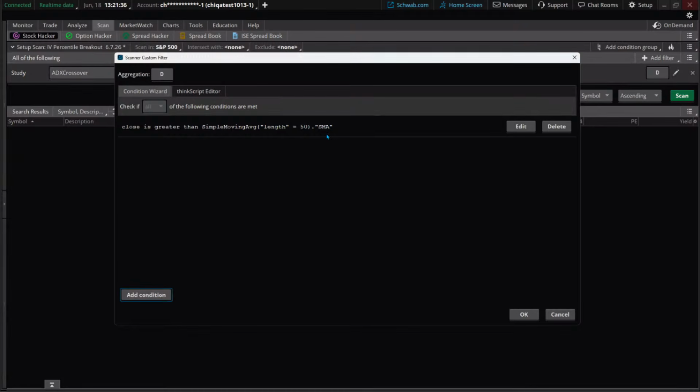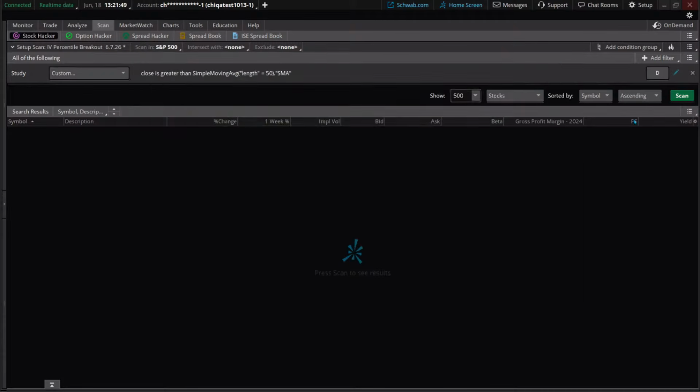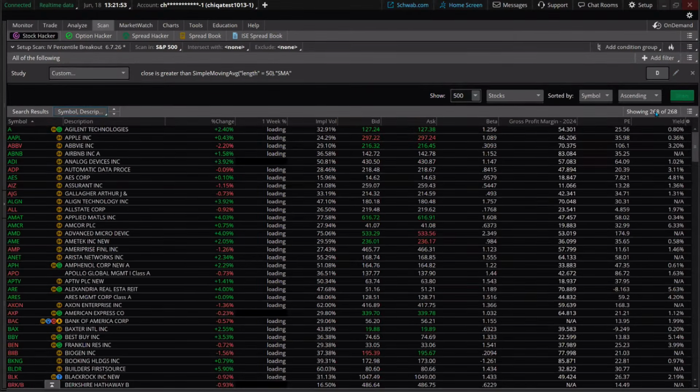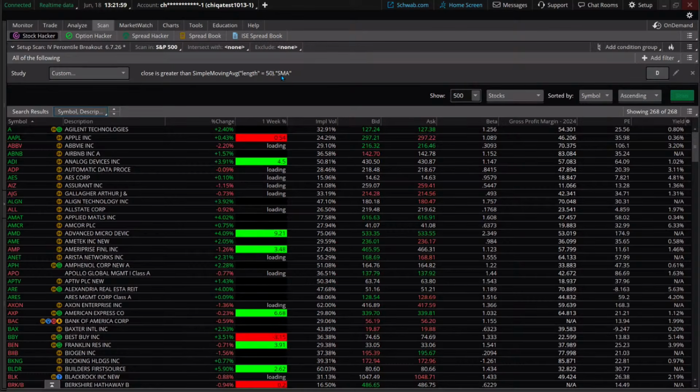I like to do it on a line item basis just so you can see it step by step. So that's step one. That's the longer intermediate term. Okay. And for example, if we were just going to run it, we could click on this. And these are all the companies. There are 268, a little more than half, that are above the 50 SMA.